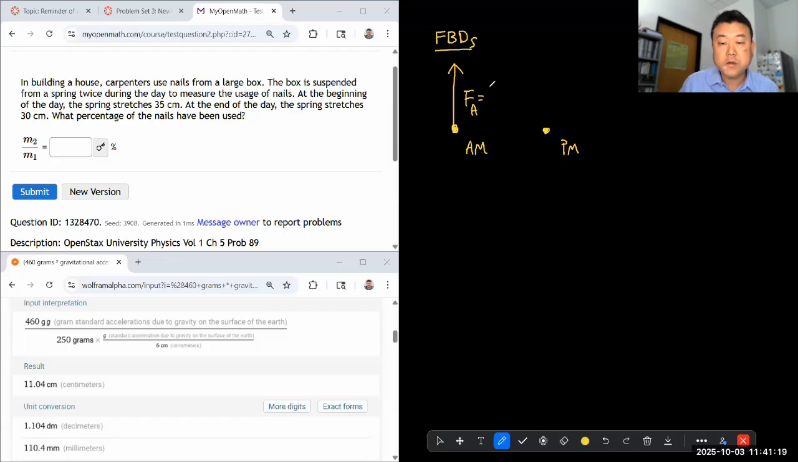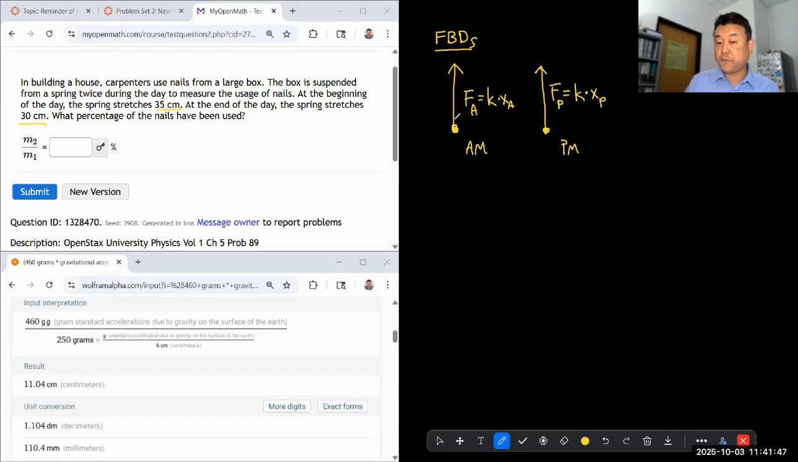That's going to be related to the spring constant, which will be constant, times, and the question gives us the different amount of stretches in the morning and afternoon. So I'll call this XA. And in the afternoon, there's still upward spring force when you are weighing it. That'll be FP for PM. That's equal to same spring constant times XP.